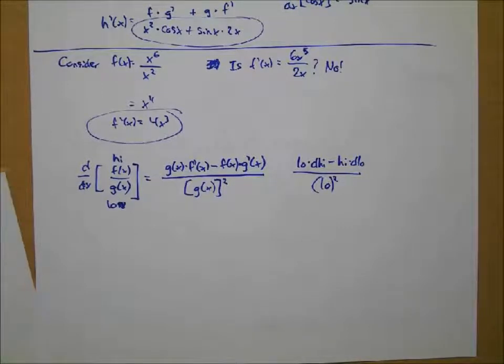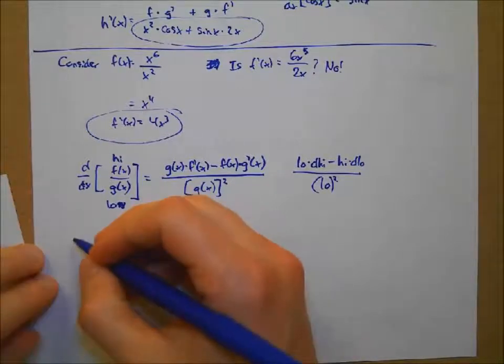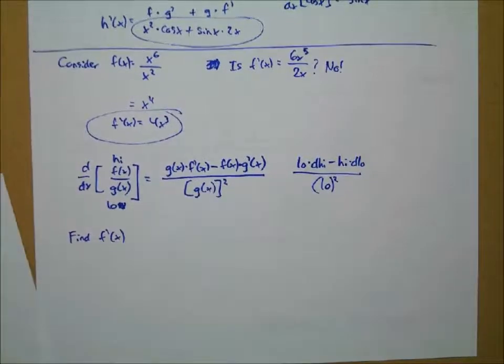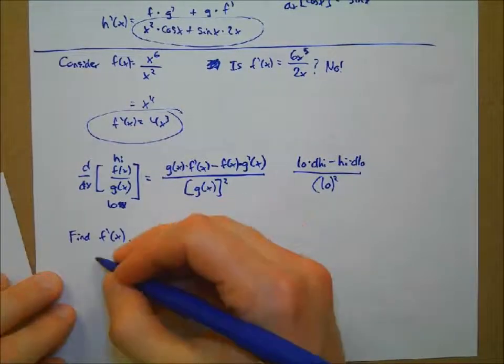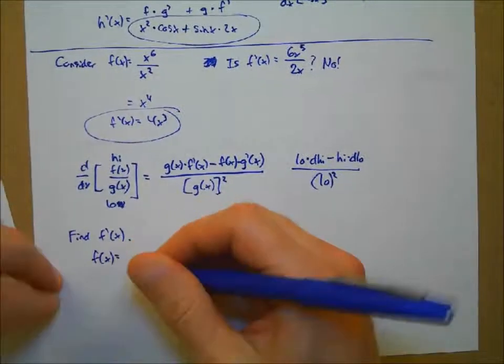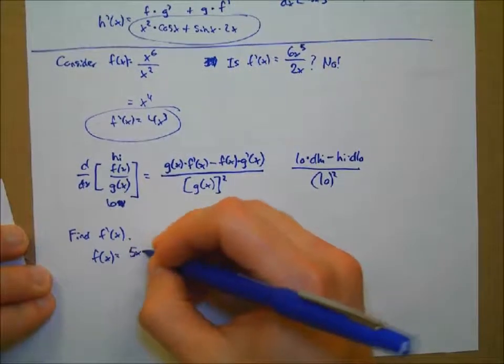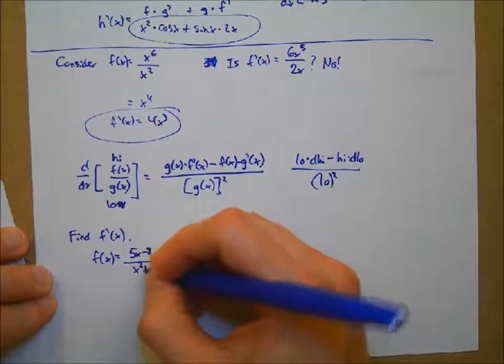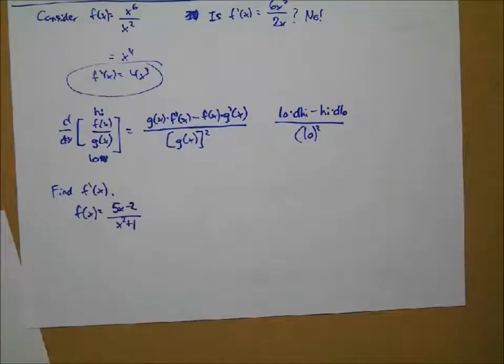Okay, so we'll do one example with this, and then we'll have you guys try some and get started on the assignment. So let's just say find f prime of x, and we'll say f of x is equal to 5x minus 2 all over x squared plus 1.